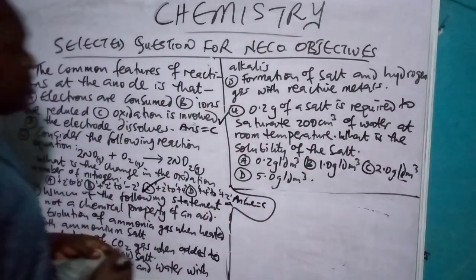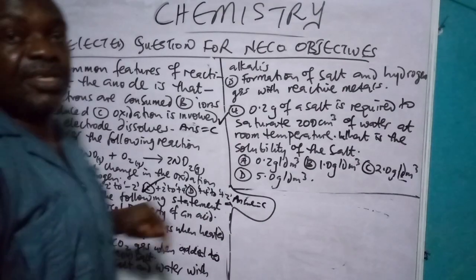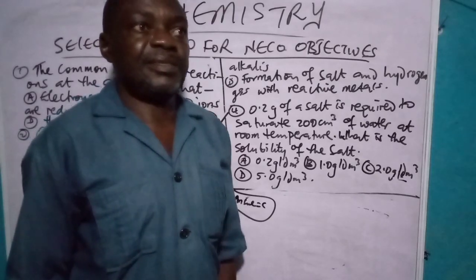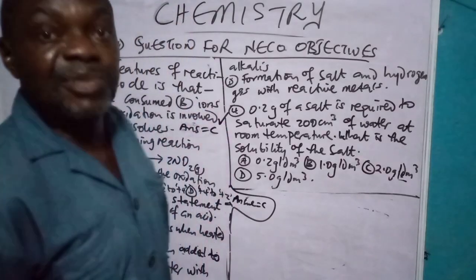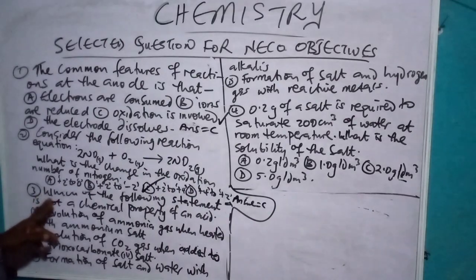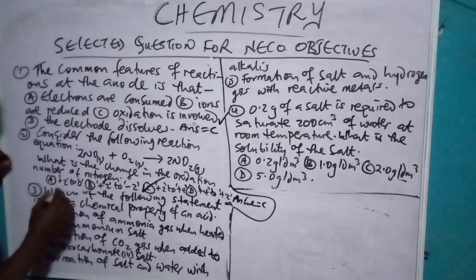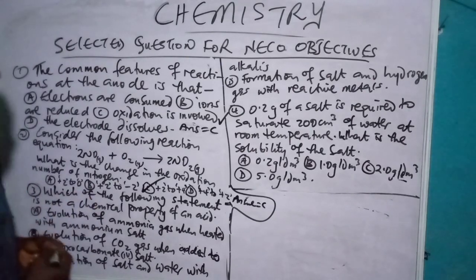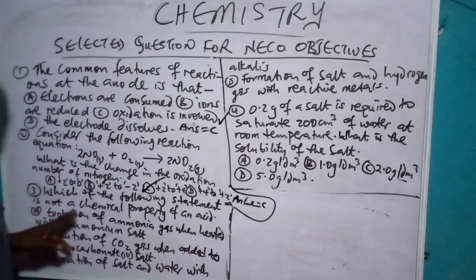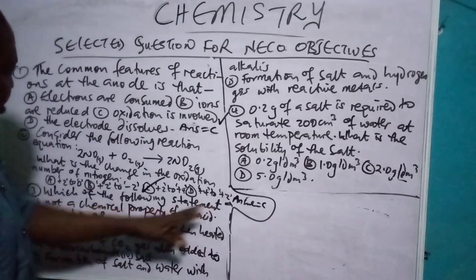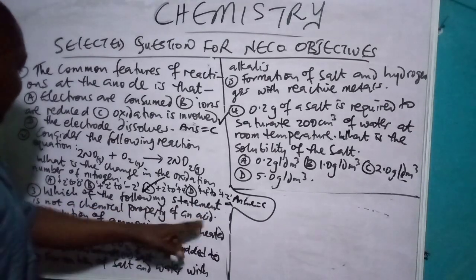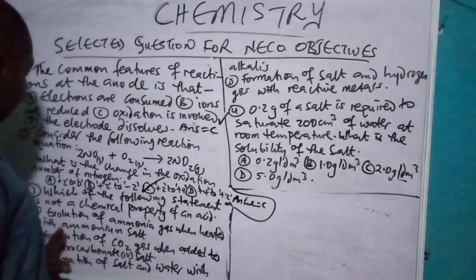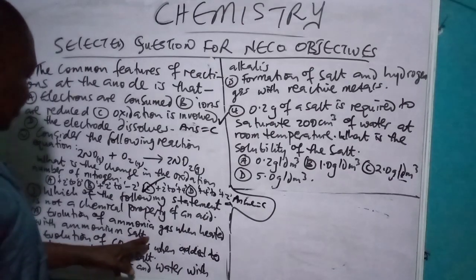Then let's have a look at the third question. I hope you are following. If you have any issues with it, please signify by writing it in the comment section to be answered immediately. Which of the following statements is not a chemical property of an acid? Let's see the first one: evolution of ammonia gas when heated with ammonium salt.